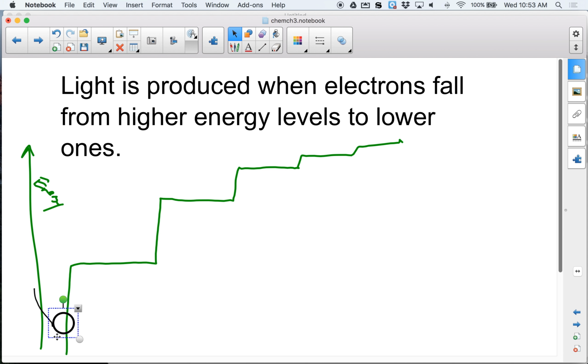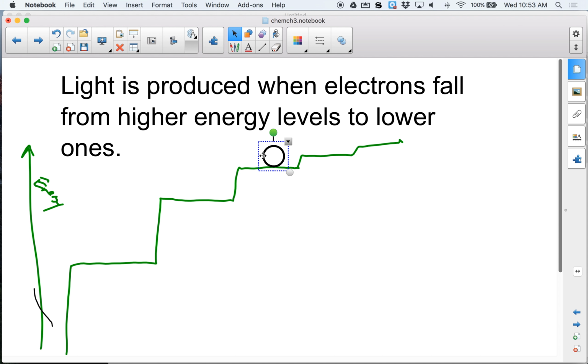Okay? If an electron gets enough energy, say, to get knocked up to this energy level right here, there's actually a few different things that can happen. It could jump all the way back down. Okay? That would be a big jump of energy, which means a high frequency type of light will be given off.